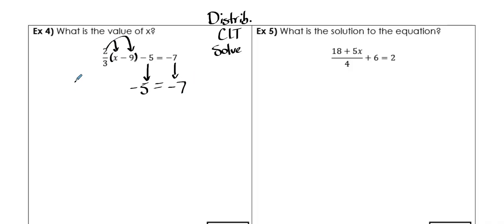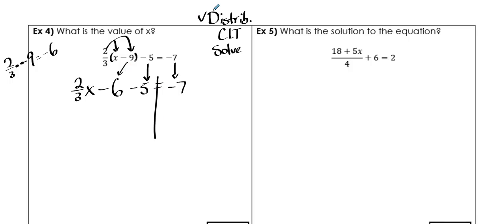2/3 times x is 2/3 x. You could change that into a decimal like we did before. I wouldn't, because that's a repeating decimal. So I would just leave it like that. 2/3 times -9. Sorry, that's supposed to say times -9 equals -6. So we're going to write that next line as -6.